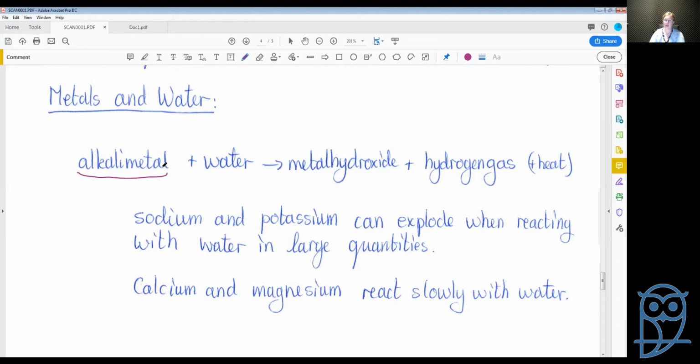So we've got an alkali metal, it reacts with water, we get a metal hydroxide, that is a salt, and we get some hydrogen gas and some heat. Okay, so sodium and potassium react fairly violently with water, especially if you use large quantities. Calcium and magnesium react very slowly with water. You can submerge them in water and you would just get little bubbles coming up every now and then.